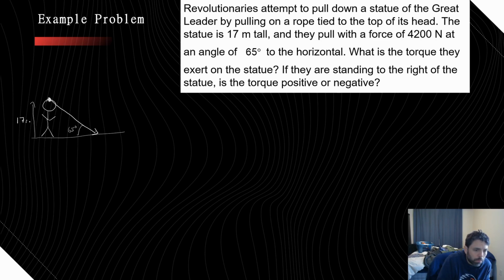Whatever. Okay, and what else do we know? And the force we're pulling on is 4,200 newtons, down, right, trying to topple the statue. Okay. Anything else we know? No, we don't. We're going to find out what is the torque exerted.